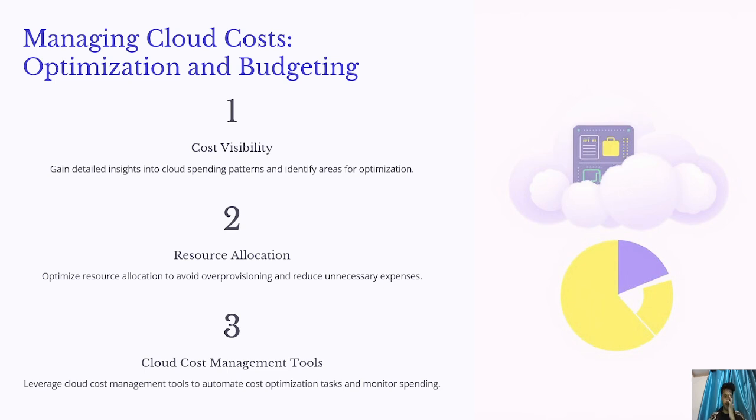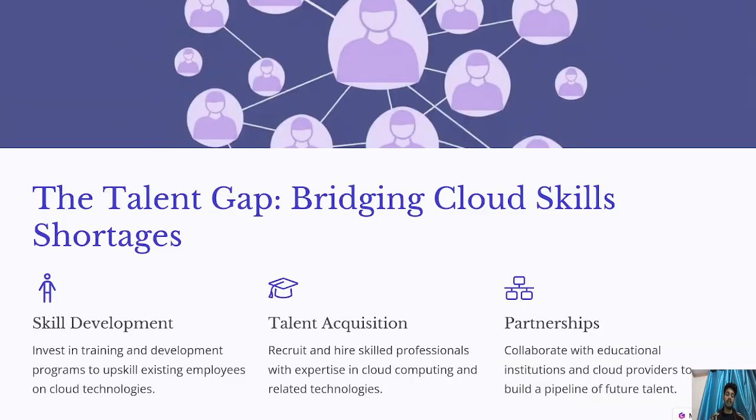Managing cloud costs, optimization, and budgeting. First is cloud visibility. Gain detailed insights into cloud spending patterns and identify areas for optimization. Next, we have resource allocation. Optimize resource allocation to avoid over-provisioning and reduce unnecessary expenses. Third, we have cloud cost management tools. Leverage cloud cost management tools to automate cost optimization tasks and monitoring of spending.